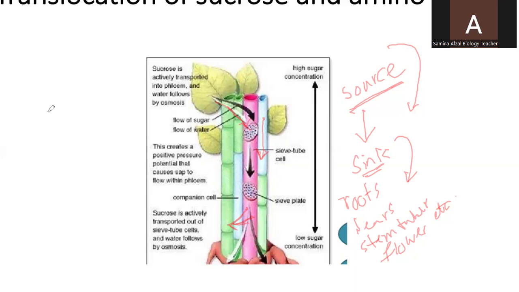So in this way, I would like to say that sucrose is actively transported out of the sieve tube cells, and water flows by osmosis. And here the water, when it enters, moves from higher water potential towards lower water potential. When it leaves the phloem vessels, again, it will move by the process of osmosis. I would like to move towards the next.